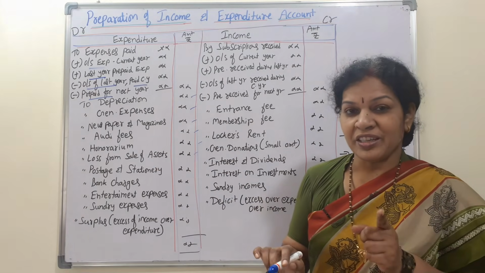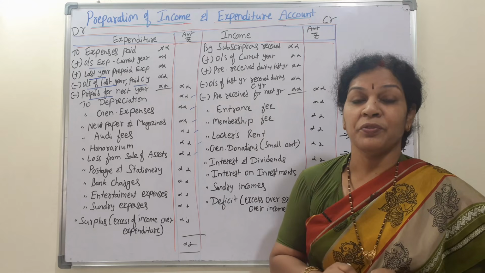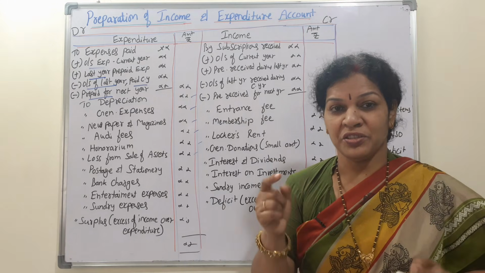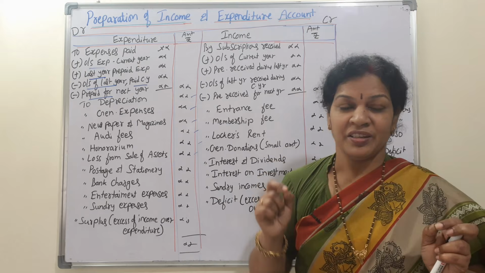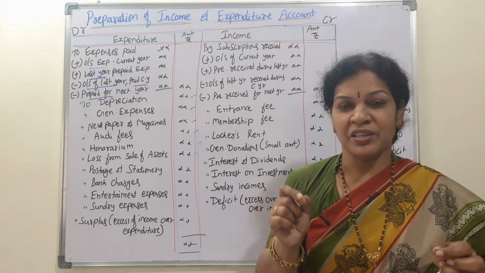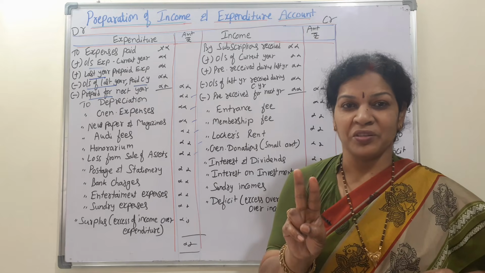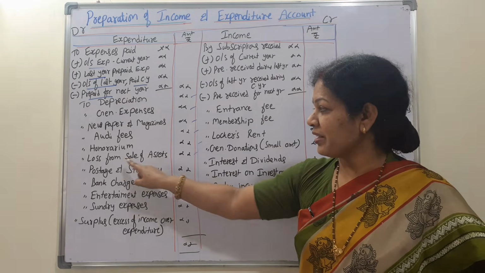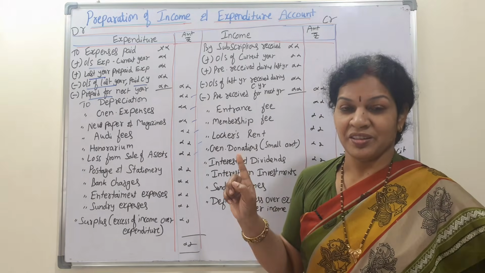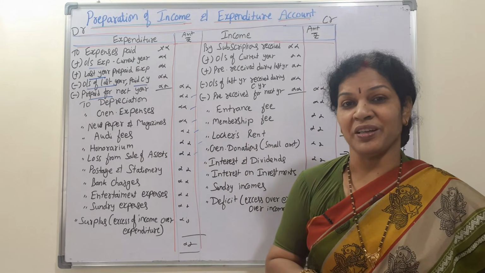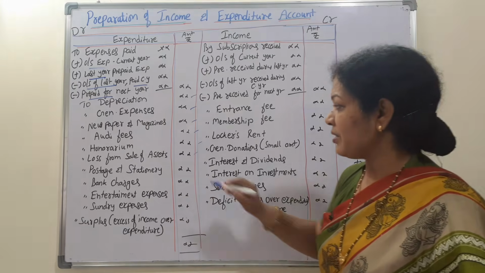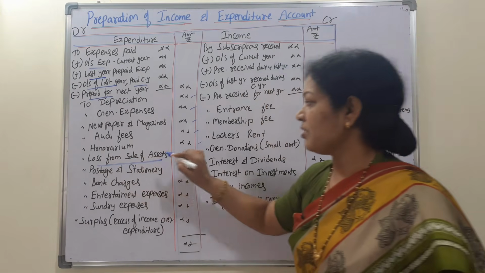Loss on sale of assets. When we are selling any asset, you need to be careful about the asset value and at what rate we are selling. Suppose the asset value is 10,000 and we sell for 8,000; then 2,000 is a loss. We will write loss from sale of asset. This we never used to write in the P&L account. This is new, so remember this.